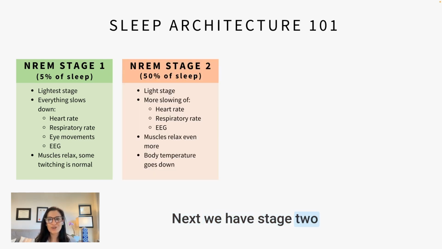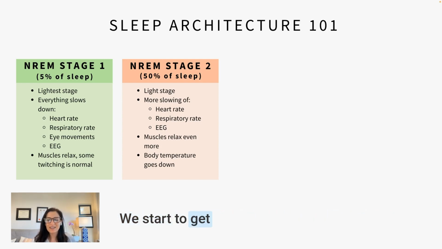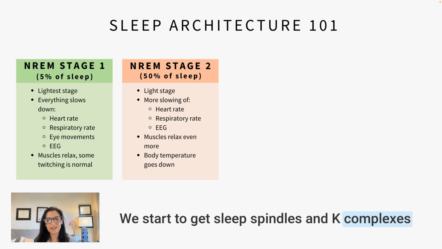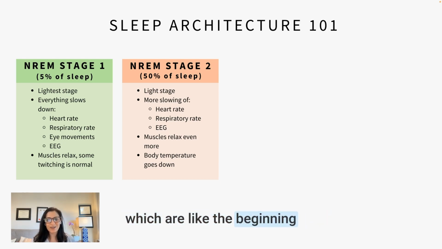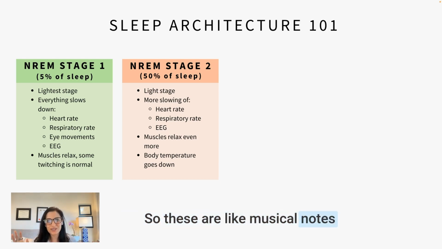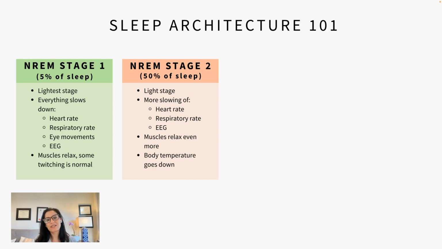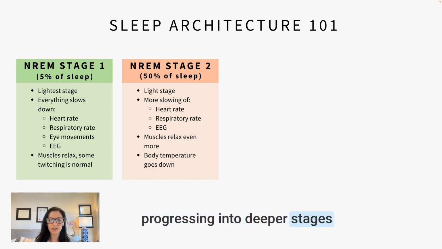Next, we have stage 2 sleep. You can think of this like your overture. This is where the tempo starts to pick up. We start to get sleep spindles and K complexes, which are like musical notes indicating the beginning of the symphony as we get into the melody and the tempo. And so what's happening here is we're progressing into deeper stages of sleep.